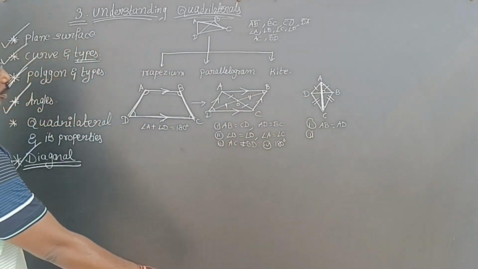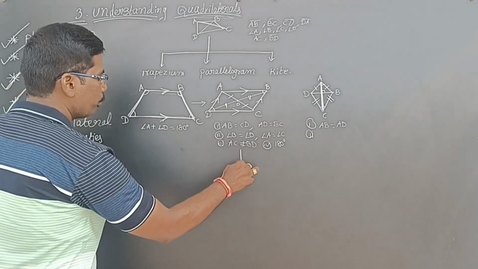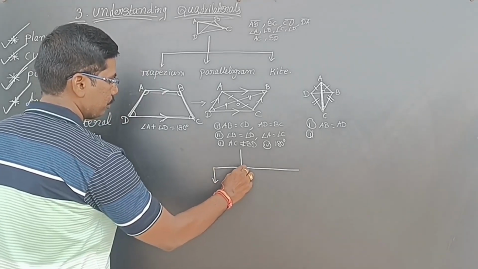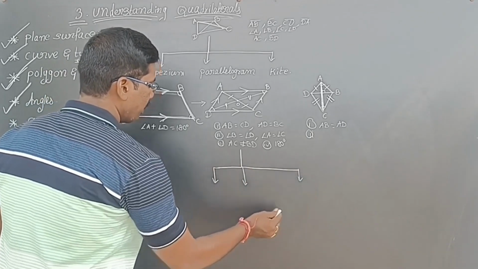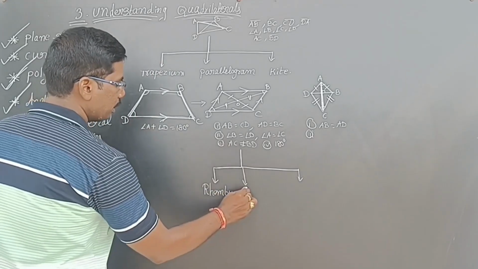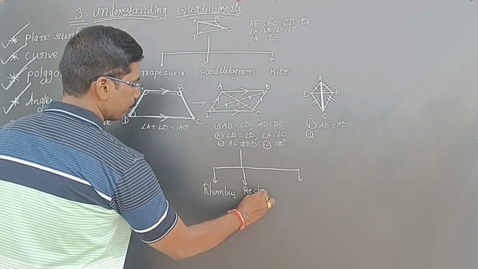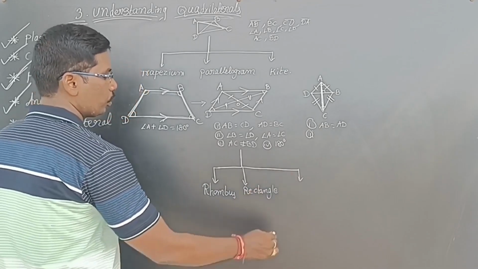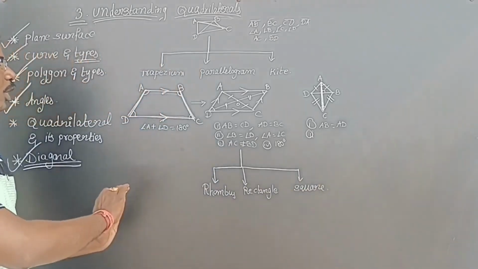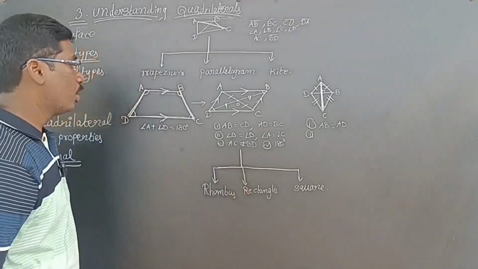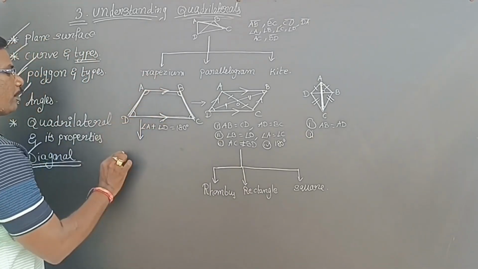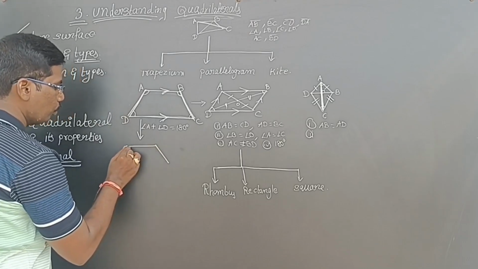Now, again see, this parallelogram is of three types. The first one is rhombus, the second one is rectangle, and the third one is square. These three are coming from the parallelogram only. Before discussing rhombus, rectangle, square, we will discuss this subtopic: the trapezium is divided into one more.